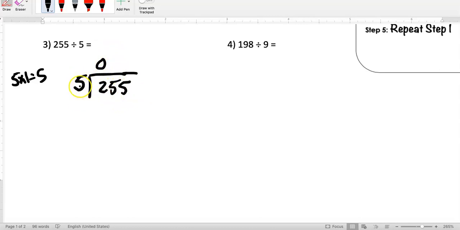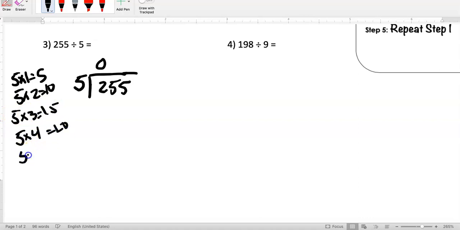So now I'm going to ask myself, how many times does 5 go into 25? So it's not just 5 going into 5. This 2 now becomes 25. So how many times does 5 go into 25? Coming over, we should know our 5s very easily. All right, 5 times 2 is 10. We got 15. We got 20. And we got 25. So we actually get right on to 25. So we know that 5 goes into 25 5 times.